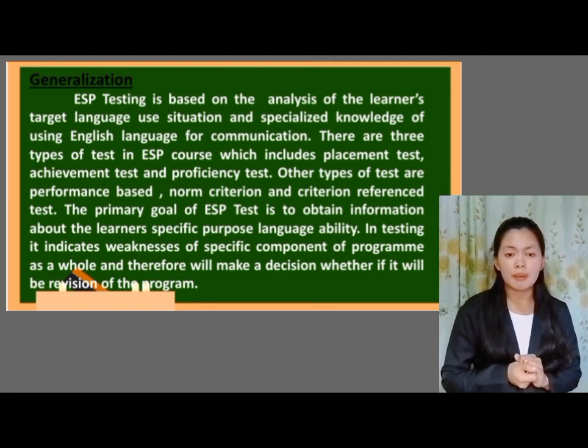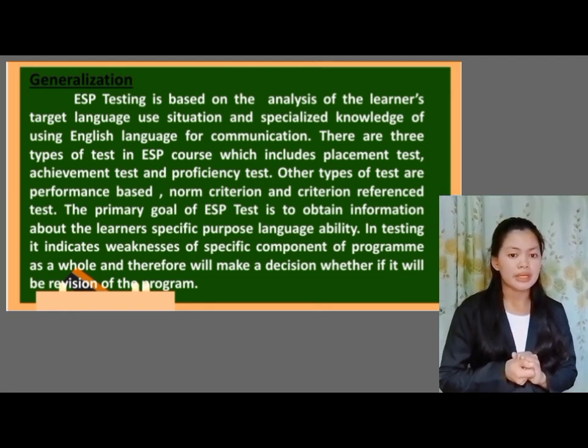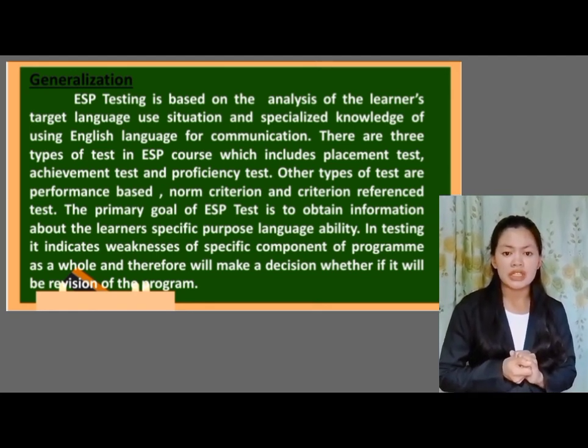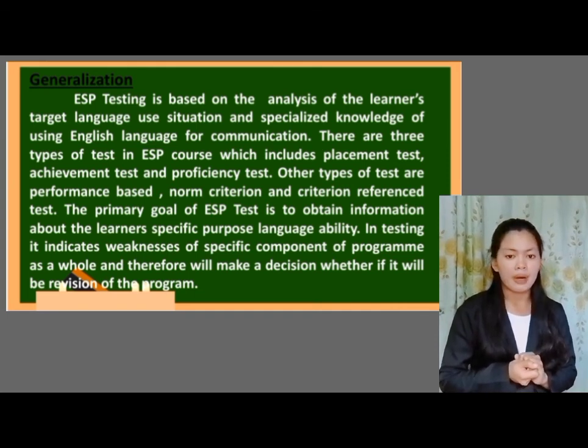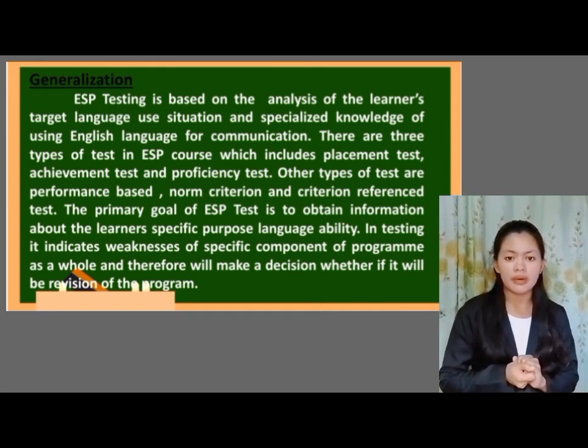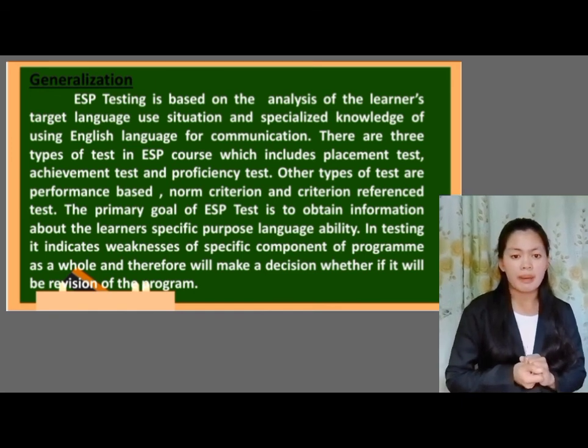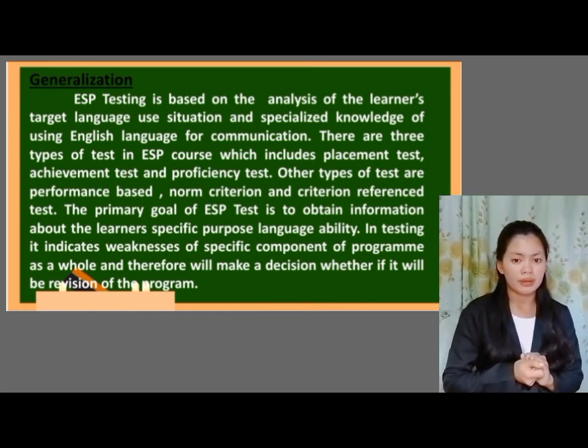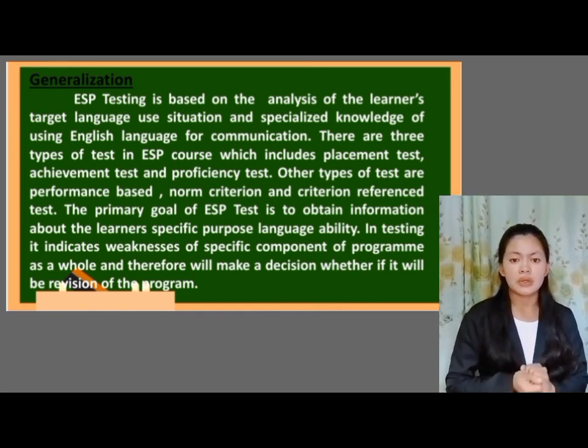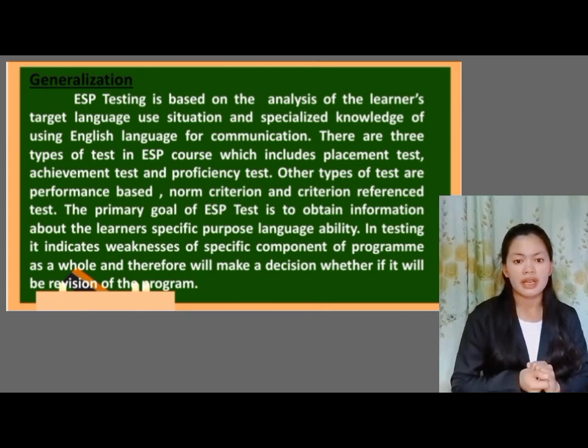An ESP test is important to assess if the students have the certain language and skills to undertake a particular academic course or career, which is an important aspect of preparing them for the real world. ESP testing is also to assess if the students are gaining and learning in the ESP course.